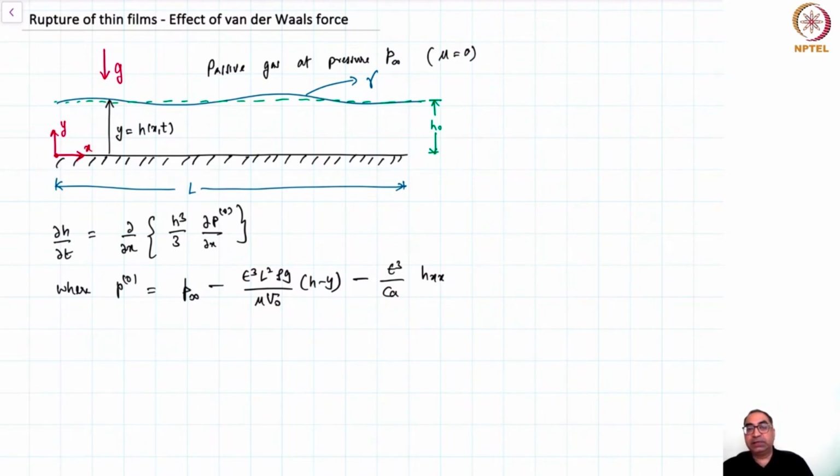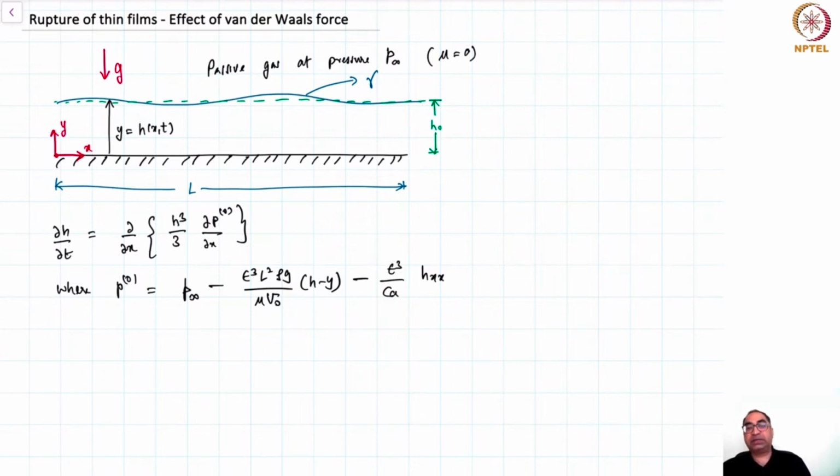And finally, when any motions are created in the thin film, probably because of undulations that one has created at the interface, these undulations would generate motions in this thin film, and these motions would generate viscous resistance, and therefore viscous resistance would again be a retarding force.